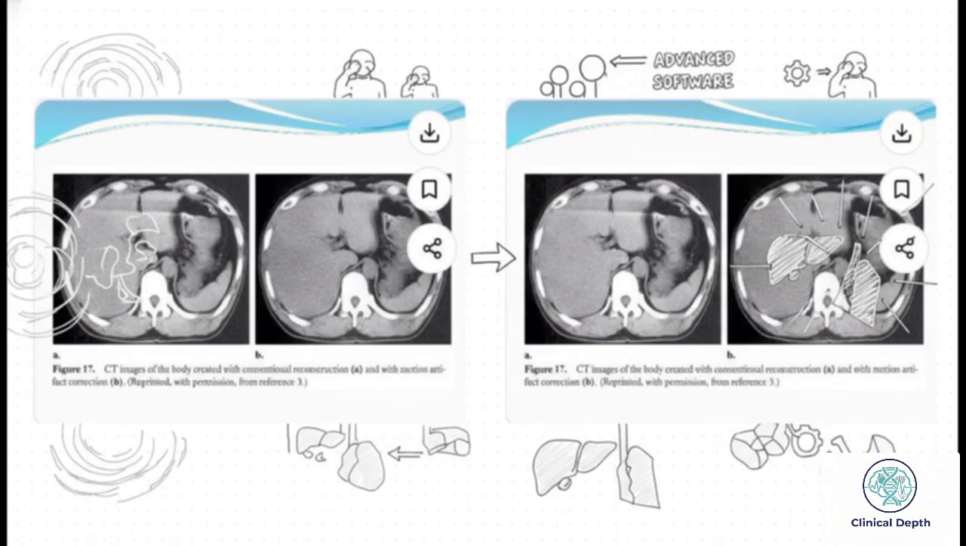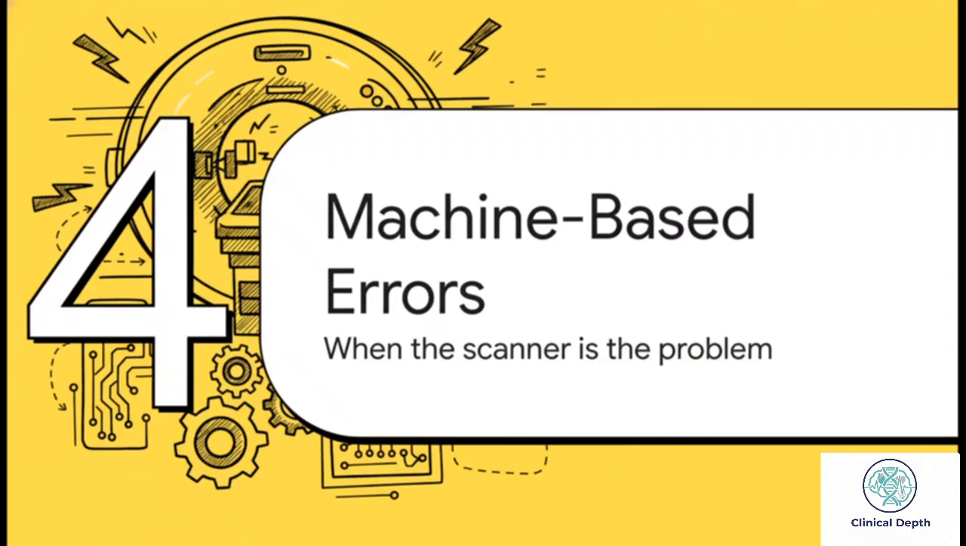And it's the same story for motion. On the left is the blurry image you get when the patient moves around. But on the right, after some smart motion correction algorithms do their thing, the edges of the organs are so much sharper, way more defined. It's this amazing combo of good technique, like having the patient hold their breath, and this really advanced software working together.